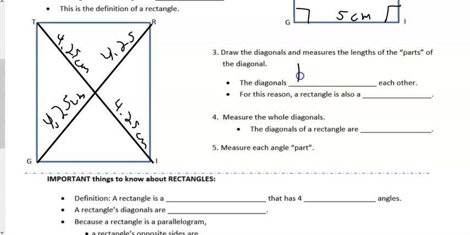The diagonals bisect each other. Means they cut each other in half. So for this reason, a rectangle is also, like we talked about yesterday, a parallelogram. Because if you remember, parallelograms, the diagonals bisect each other. Now the diagonals are congruent. They're the same measurements. All right?